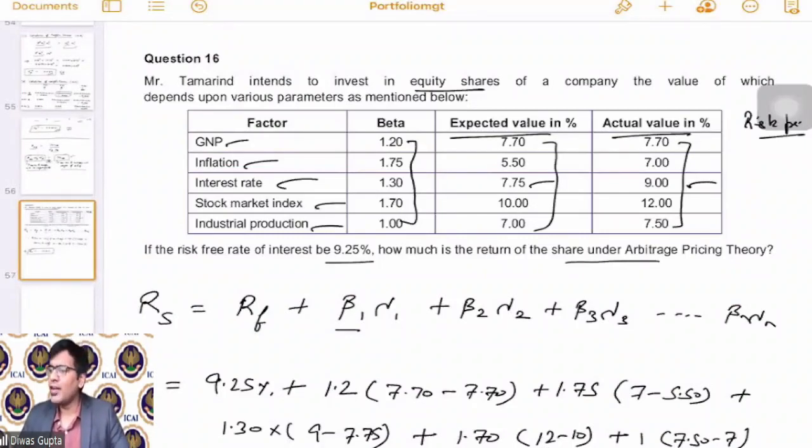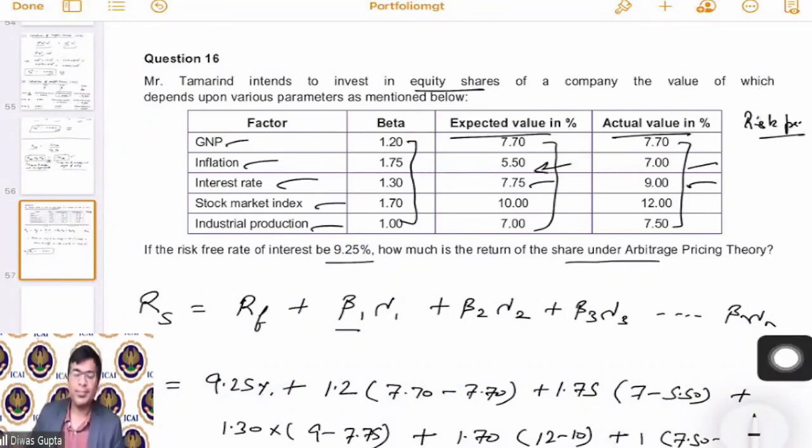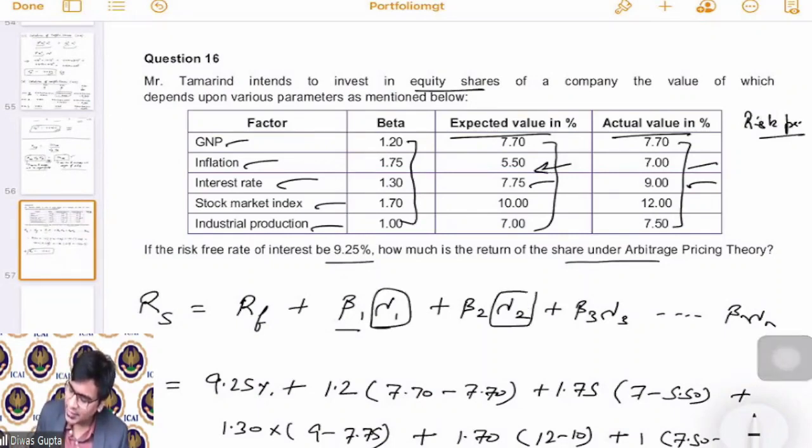So Namita is asking why we are saying difference between expected value. See Namita, the actual value of inflation is 7, but the expected value was 5.5. Correct. We are saying that it is a risk premium, right? This symbol is a risk premium of factor 1. This symbol is a risk premium of factor 2. And this is the risk premium as per factor 3.